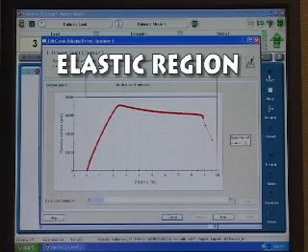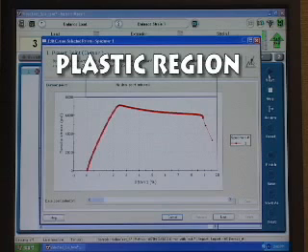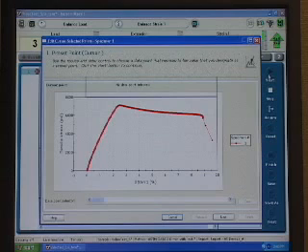The elastic region is the region on a stress-strain curve where a material does not sustain any permanent strain upon complete release of the stress. That is, there is recoverable deformation. The plastic region is the region on the stress-strain curve where permanent strain remains after the release of the stress. In other words, non-recoverable deformation.